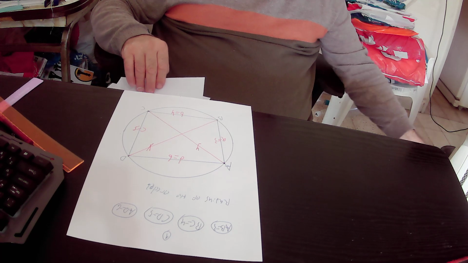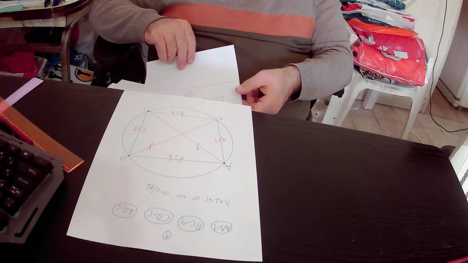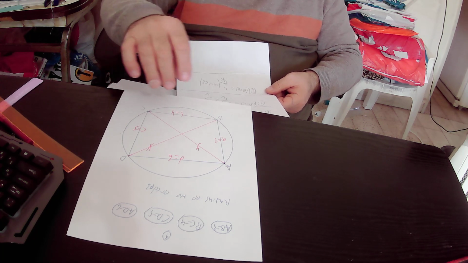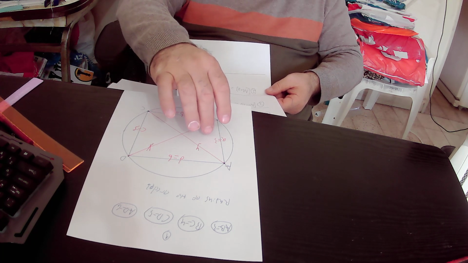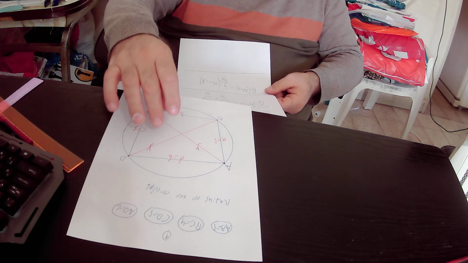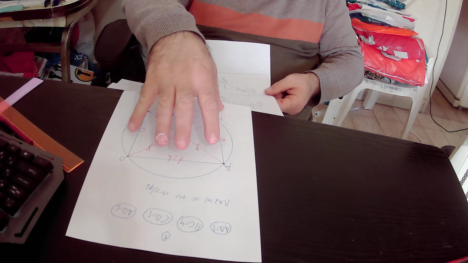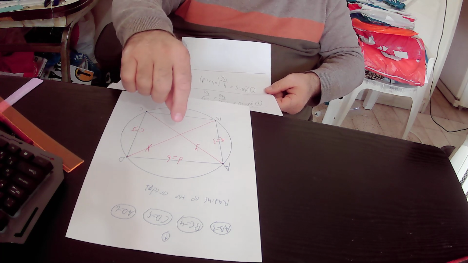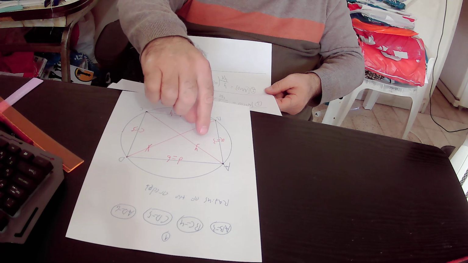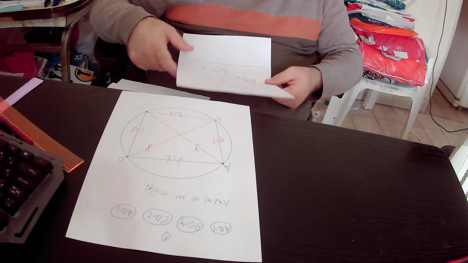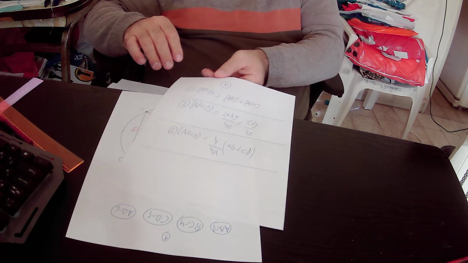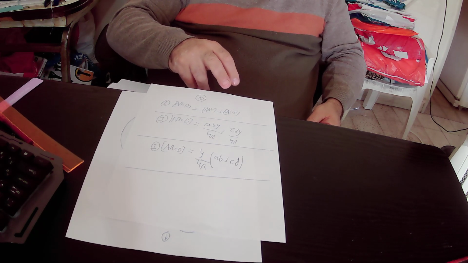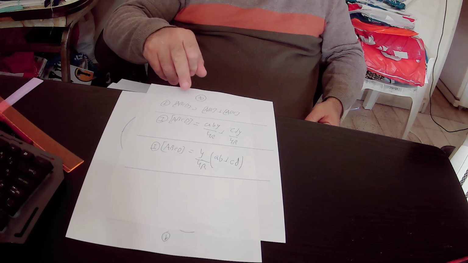what is the area of quadrilateral ABCD? Quadrilateral ABCD consists of 2 triangles, triangle ABC and triangle ADC, and the area of quadrilateral ABCD will be equal to the area of the 2 triangles that it consists of. The area of triangle ABC plus the area of triangle ADC equals the area of quadrilateral ABCD.